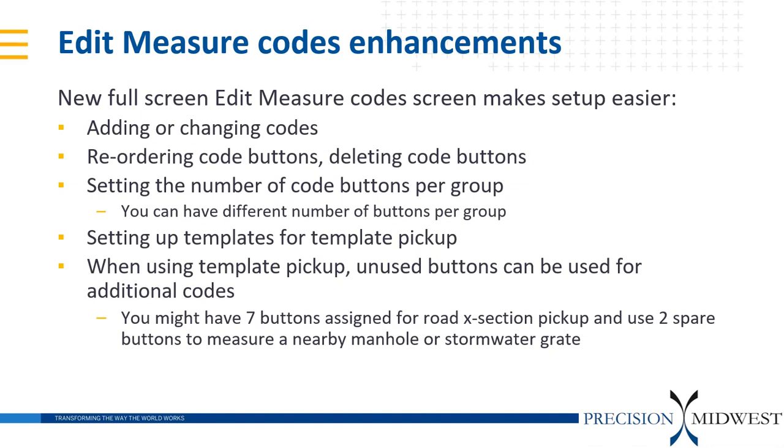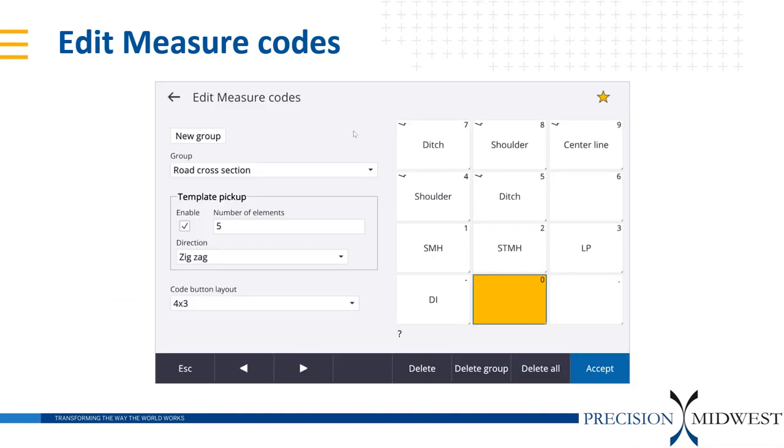Setting up a template for template pickup for cross sections and roadways and whatnot, different sites. And when using a template, unused buttons can be used for additional codes. You have 7 buttons assigned for a cross section pickup, and use 2 spare buttons to measure nearby manholes, storm grates, or what have you. So again, here's what that will look like. This is a 4x3 zigzag pattern template cross section for a road.